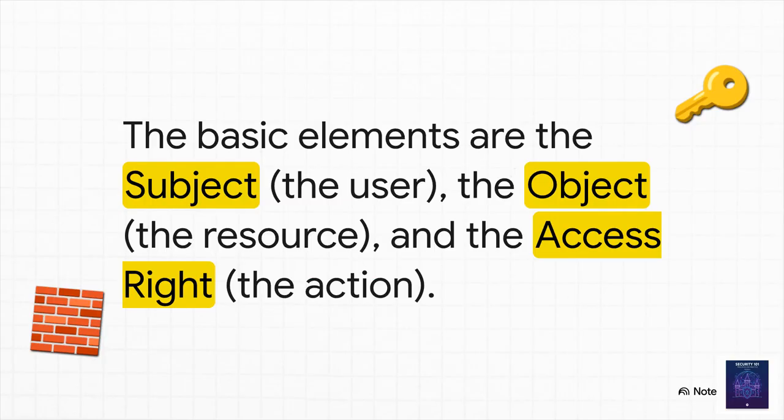Now, to really understand any of these systems, you just need to know three basic terms. First, there's the subject. That's the person or the program trying to get access. That's you. Then you have the object. That's the thing you want to access, like the file or the room in our building analogy. And finally, the access right. This is the action you want to take. Do you want to read the file, change it, or just delete it entirely?